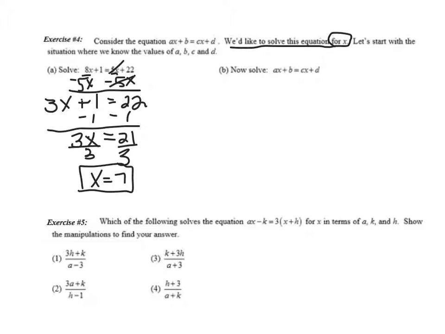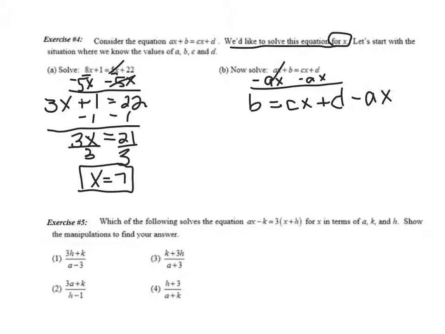Now we're going to solve the exact same equation, but we're replacing the 8 with an a, the 1 with a b, the 5 with a c, and the 22 with a d. But we're going to solve it the exact same way. We'll start by subtracting ax from both sides, like we did in the first equation. So you're left with b is equal to cx plus d minus ax.